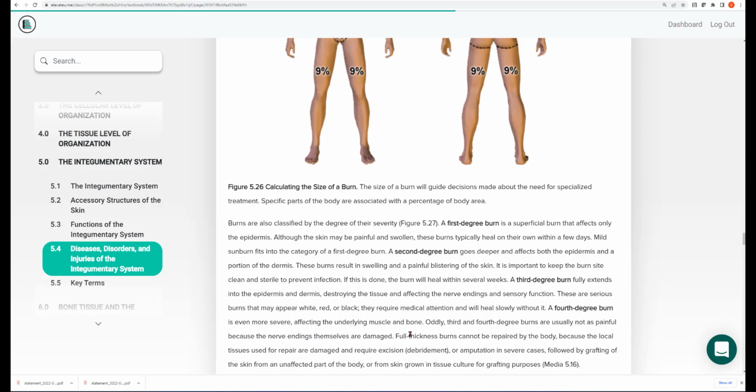Now, third degree burns are called full thickness burns because you have gone through the entire skin. You have burned through all of the epidermis and all the dermis. Because you've gone through all of the skin, there are no more stem cells present to repair that area on its own. So you must have a skin graft, right?